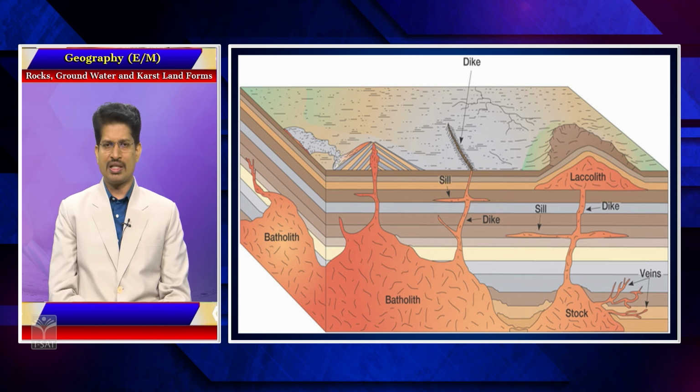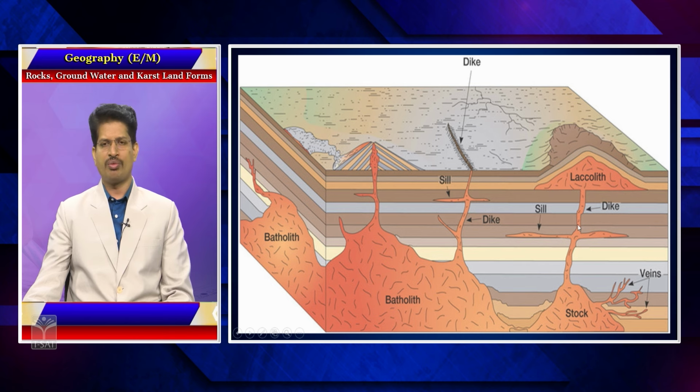Based upon the orientation of the solidified magma in these fracture zones, the solidified rocks are classified and named. For example, if a solidified rock is horizontal, we call it a sill. If it is in a vertical form, we call it a dike. So when it is horizontal, it is a sill; when it is vertical, it is a dike. But the reason for the formation is the solidified magma. When it is dome-shaped, it is known as a laccolith.